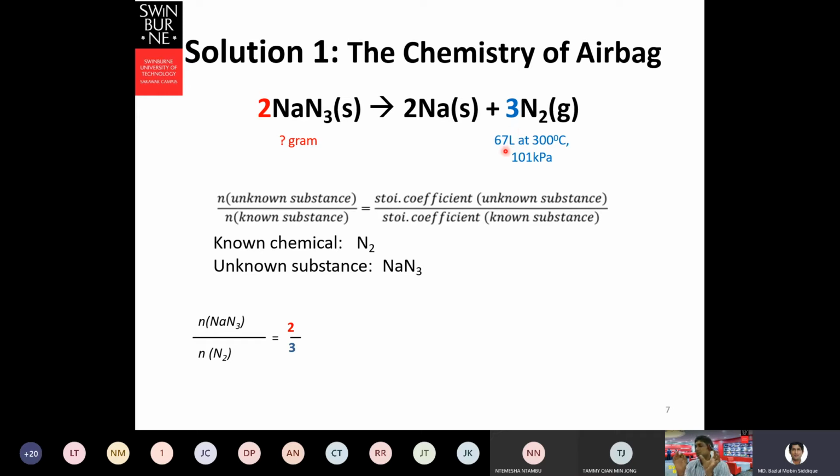So here there are 2 different things. The condition is telling that I need liters, 67 liters, but the question is asking to find out grams. So there are 2 different units used here, and the 2 different units are not the same at room temperature. Gram is always gram, whatever the temperature, but liter will be different at different temperature and pressure. So this is one critical thing we should be aware of.